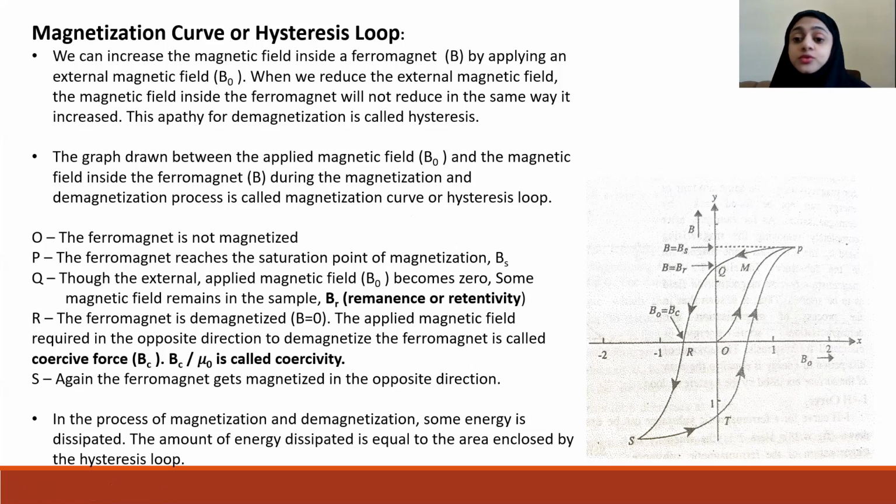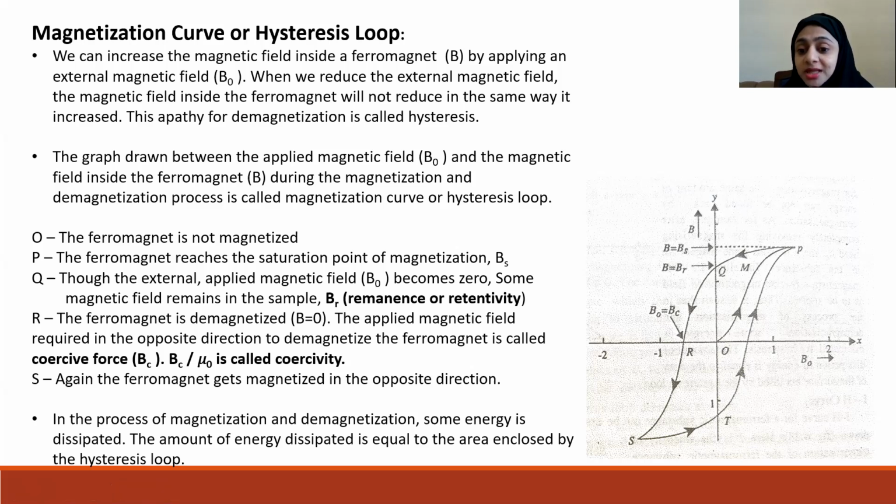You should learn how to draw this graph and how to explain it, referring to each of the points marked in this curve. So let us start from the origin, O. Here, the ferromagnet is not magnetized. It is not kept in an external magnetic field. We didn't start magnetizing it. So at O, the origin, the ferromagnet is not magnetized. So now we are here.